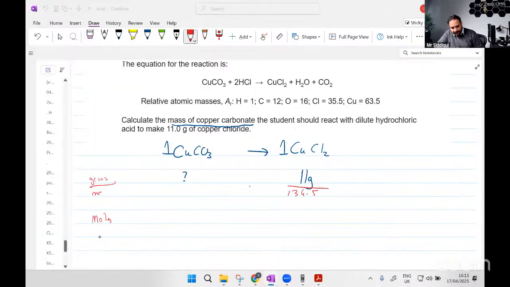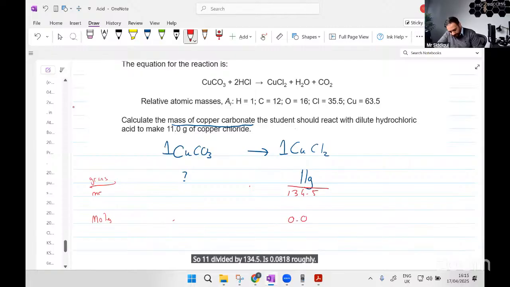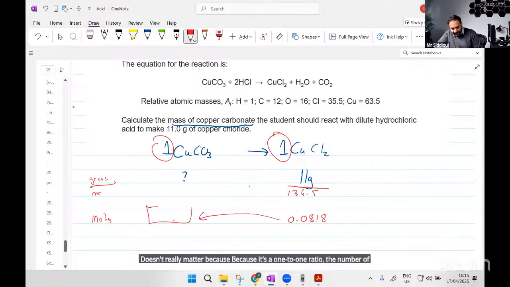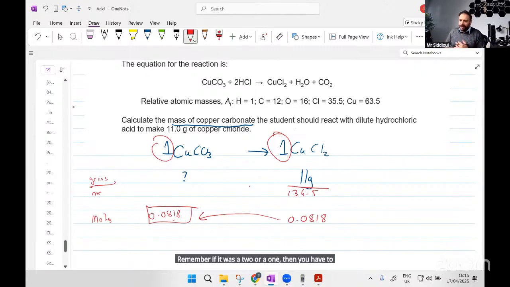So 11 divided by 134.5 is 0.0818, roughly. Doesn't really matter because it's a 1-to-1 ratio, the number of moles that we need on this side is exactly the same. Remember, if it was a 2 or a 1, then you have to multiply and divide or whatever. But it's a 1-to-1, so nothing to do. We now need to convert these moles back into grams.